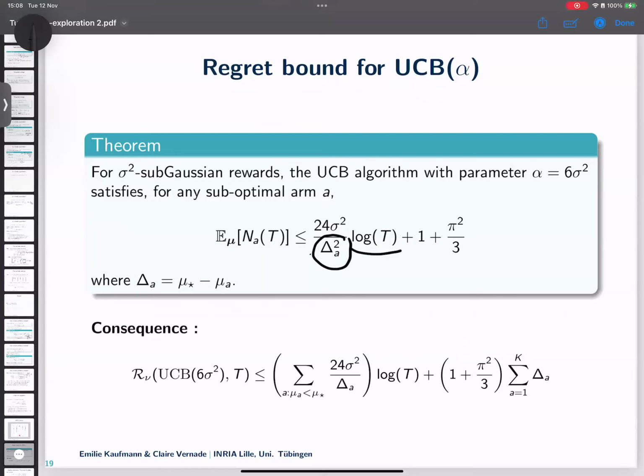But still, the number of mistakes grows with 1 over gap squared. But it grows only with log t, and log t is very small. Log t is a very, very slowly growing function. So this is a pretty strong result. Any question on this?